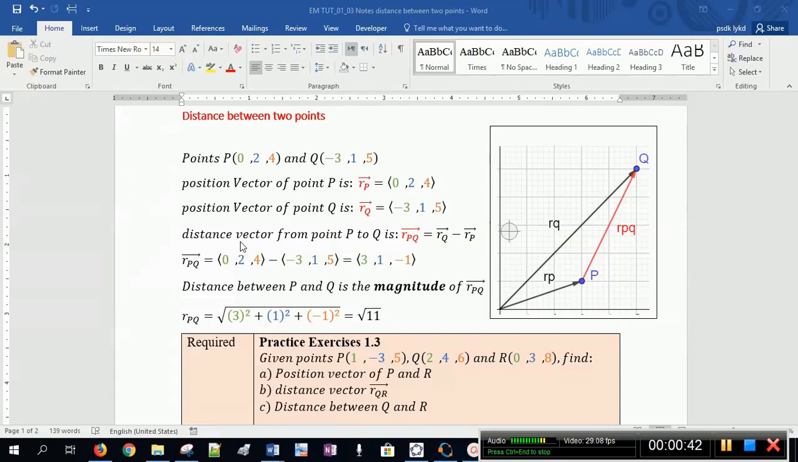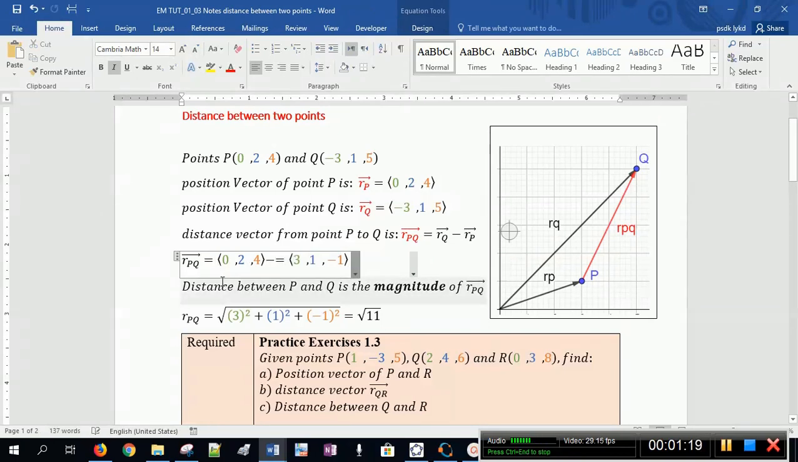What about the distance vector from P to Q? It is the vector connecting point P and point Q, and it is given by RQ minus RP, and we refer to it by RPQ. It is Q minus P, RQ minus RP. So RQ is minus 3, 1, 5. Sorry, this is wrong.